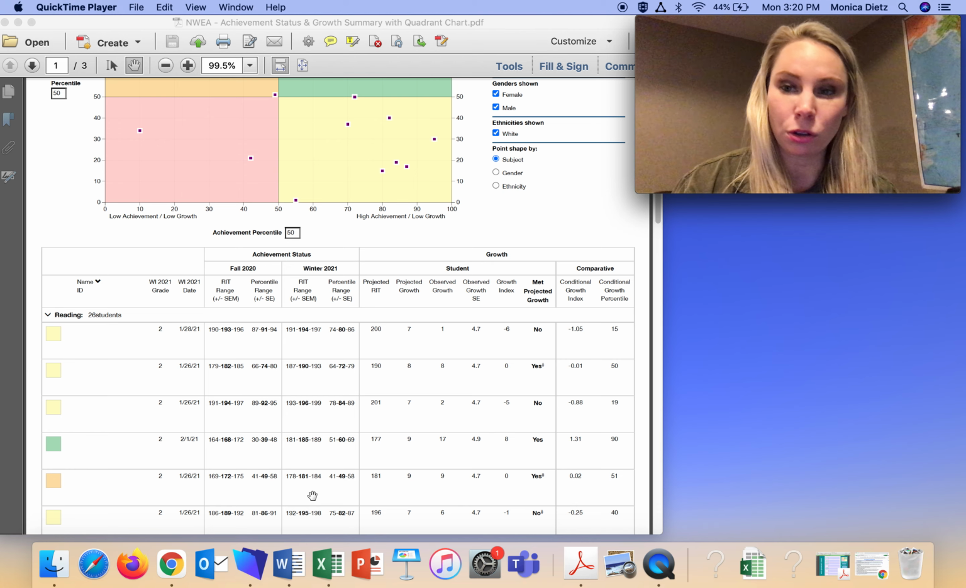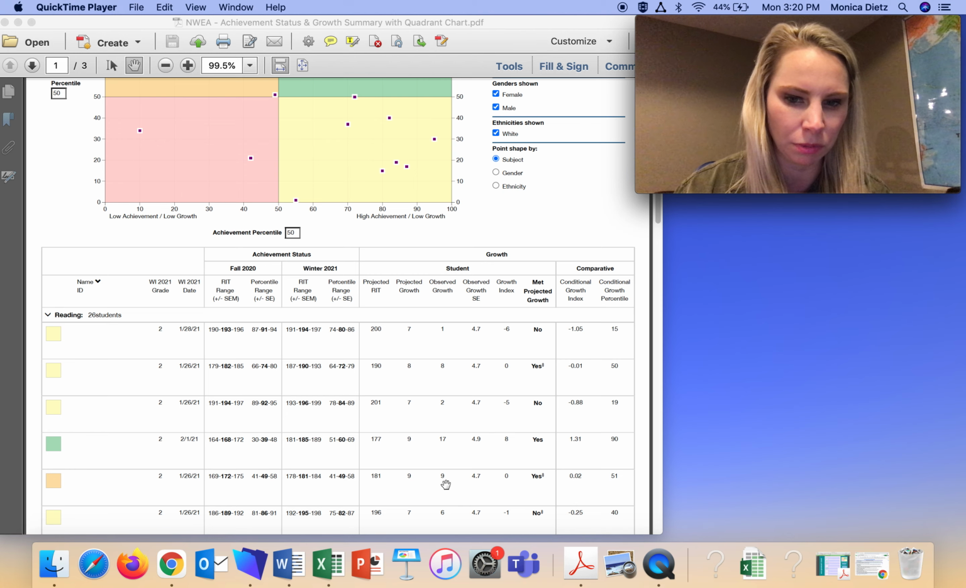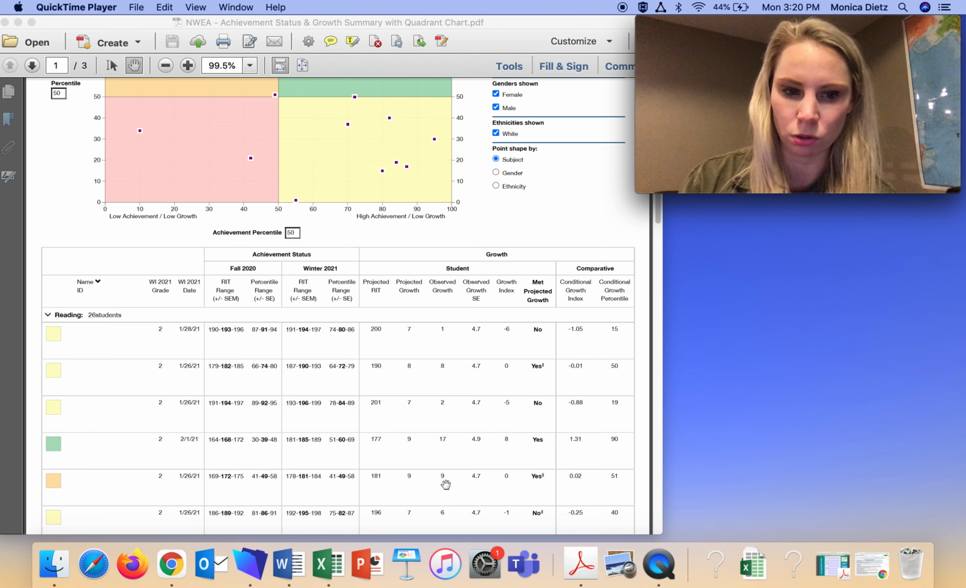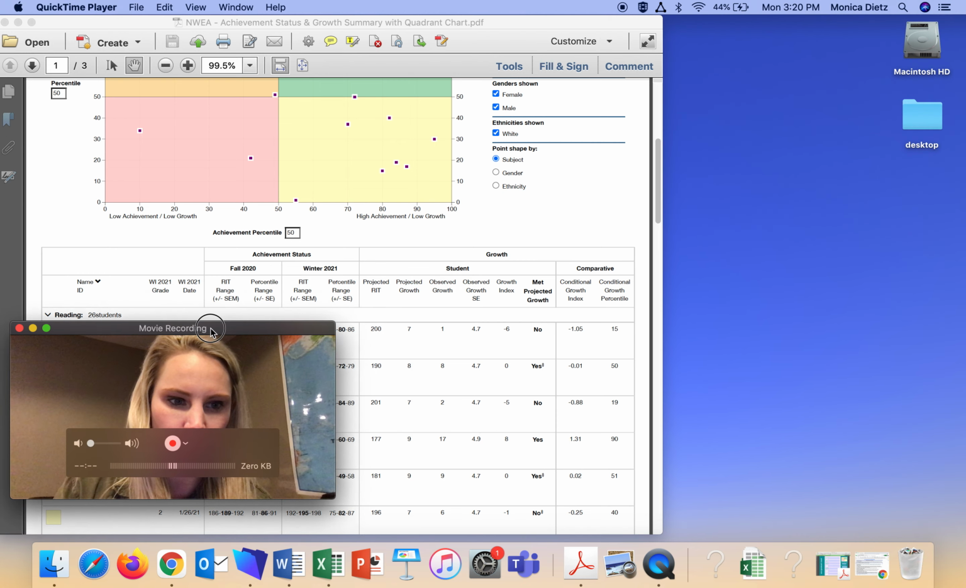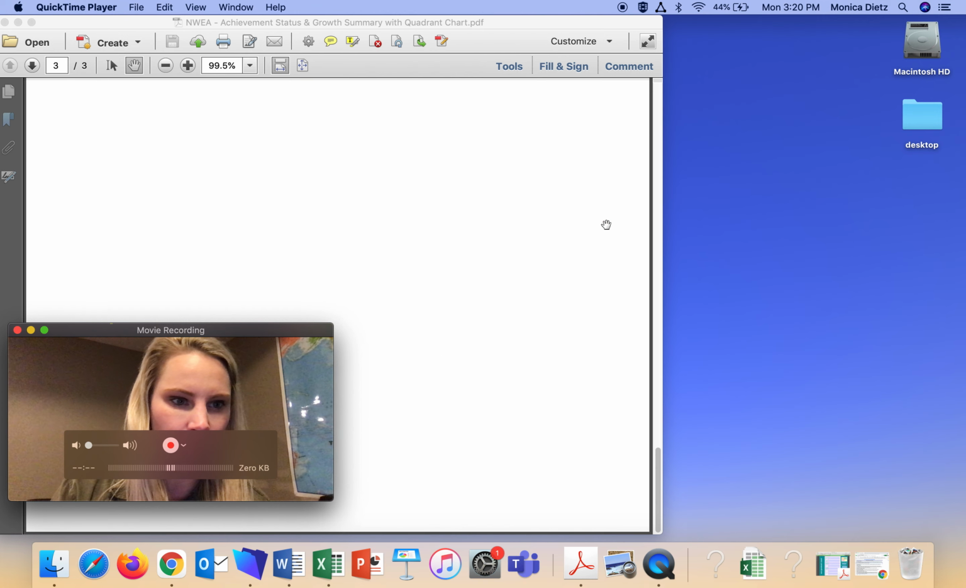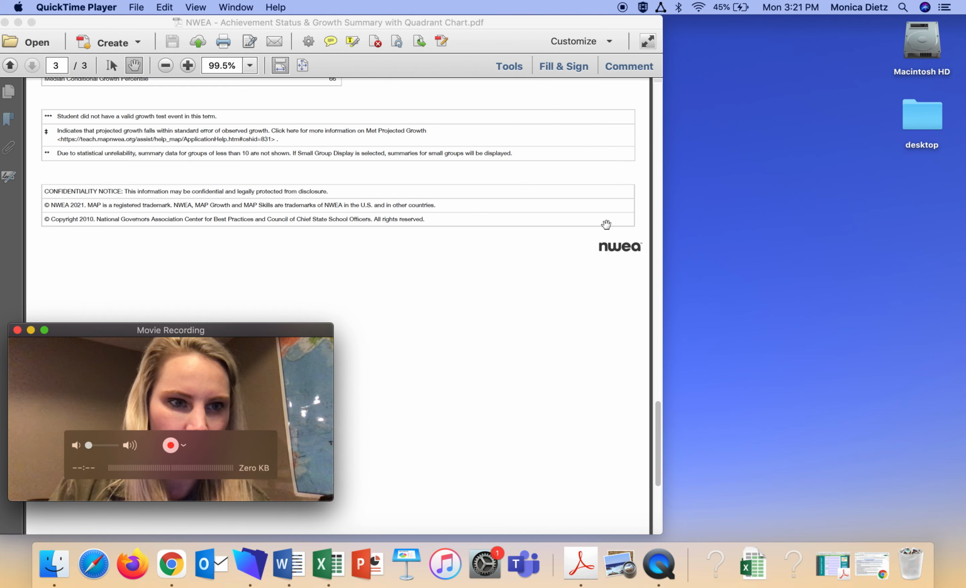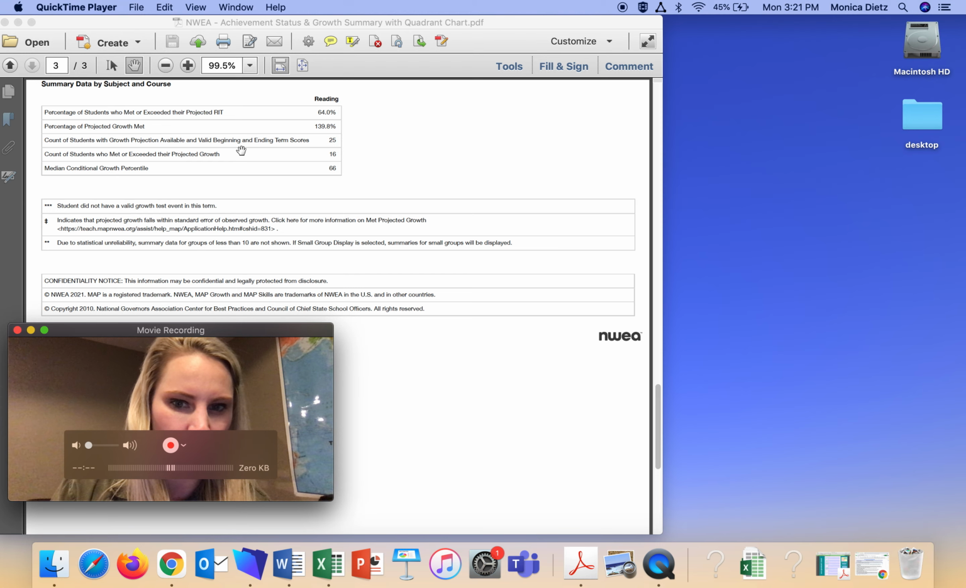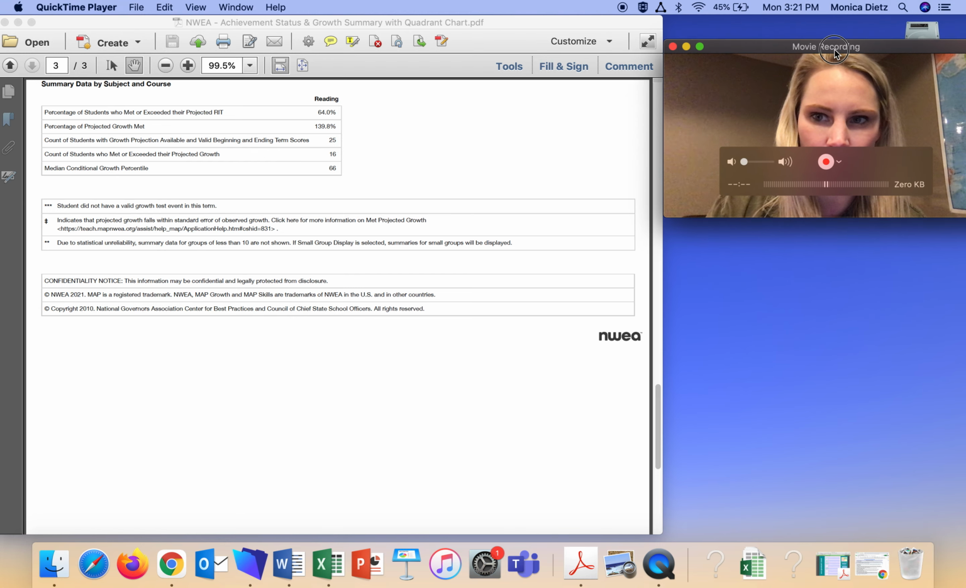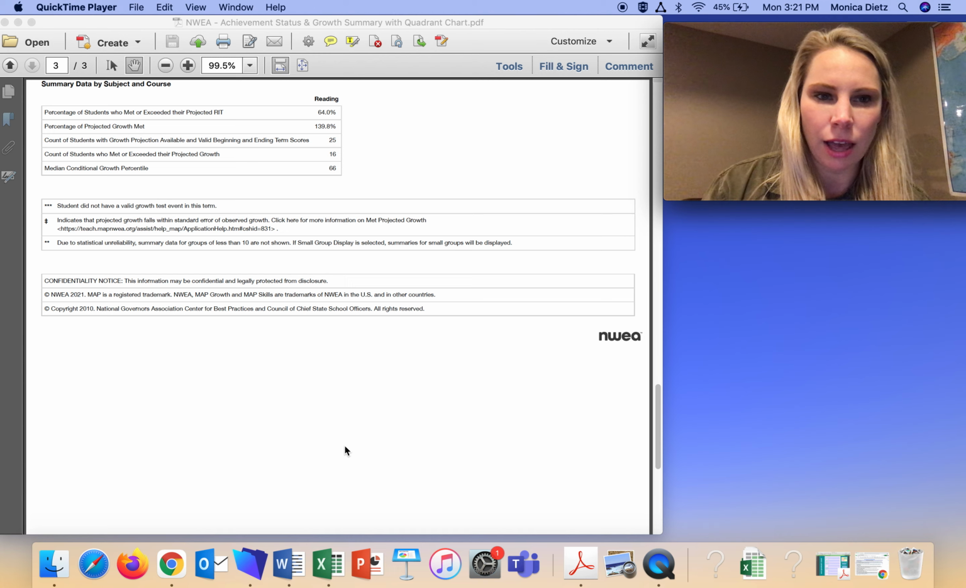If you want that student to grow even more, they would have had to grow more than 9 points, all right, but 50th percentile is the norm. It depends on what your students' goals are, what your school's goals are, etc. But you'll just scroll and see who met it and who didn't. So I'm going to scroll down, okay, right to here. And this is your last page, okay? And on your last page, this gives you a lot of good information, okay?